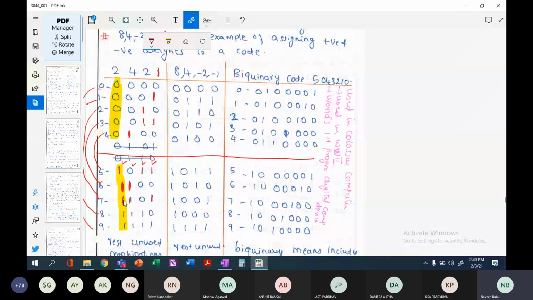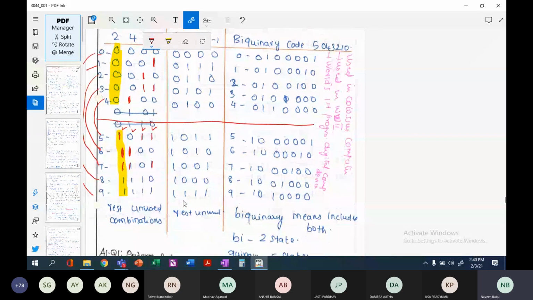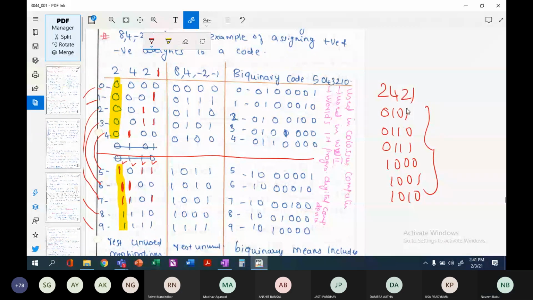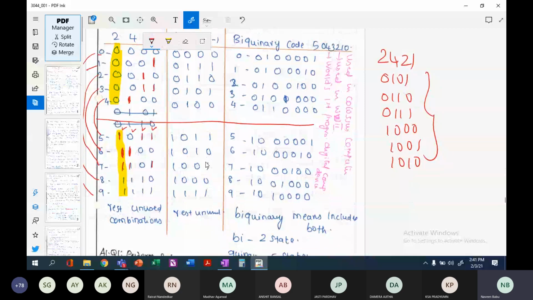Okay. And obviously, there will be some bits that are unused. What are the bits that are unused here? 0, 1, 2, 3, 4. 0, 1, 0, 1 is unused. 0, 1, 1, 0 is unused. 0, 1, 1, 1 is unused. 1, 0, 0 is unused. 1, 0, 0, 1 is unused. 1, 0, 1, 0. All these are illegal codes in 2421. Right? So that is what is mentioned here, that the rest are all unused conditions.